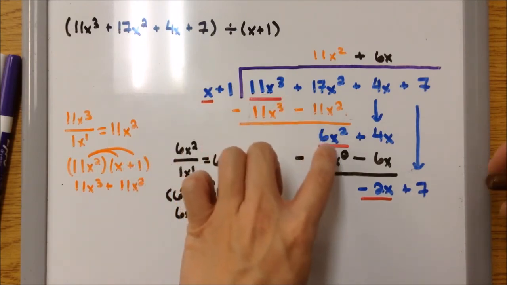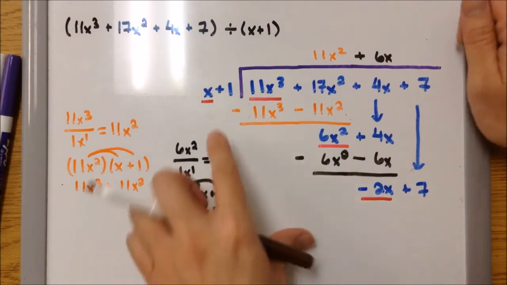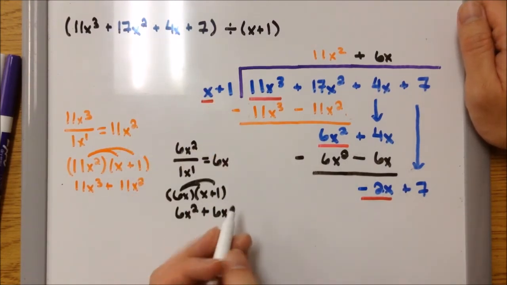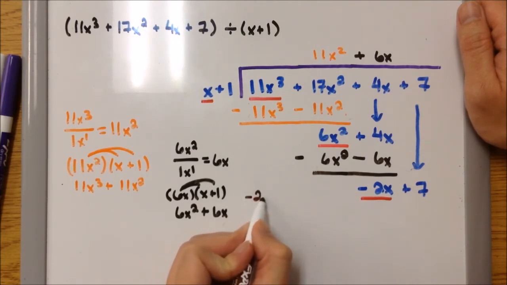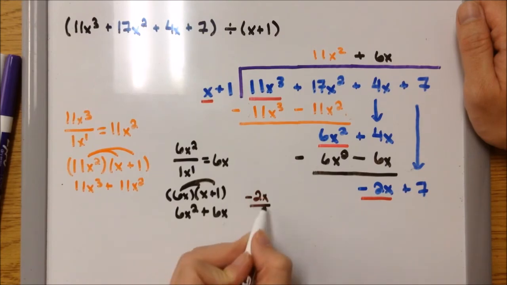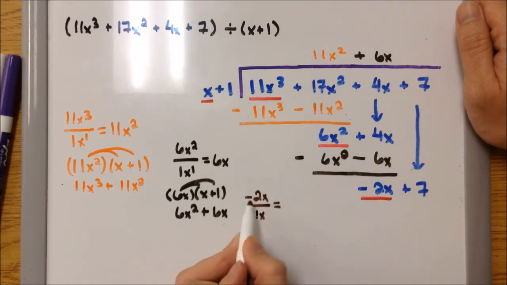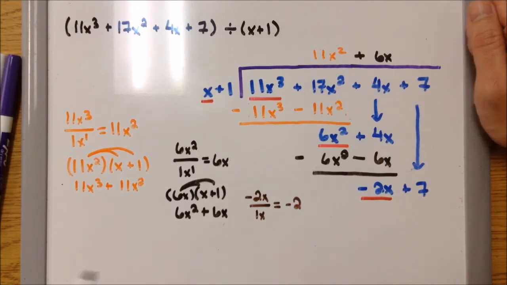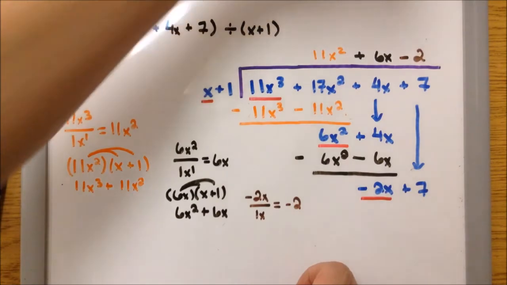The difference between 11x to the third and 6x squared was that these two were positive, but in this case it's negative. So how many times can x go into negative 2x? So I'm going to write right here, negative 2x divided by just 1x. That 1x was from here. So negative 2x divided by 1x is just negative 2. So since it's negative 2, I'm going to write minus 2.